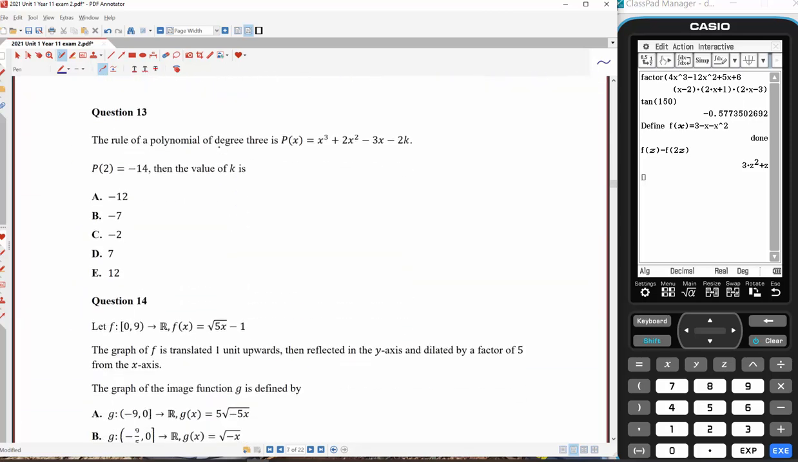The rule of a polynomial of degree 3 is this. P of 2 equals negative 14, then the value of k is. Right, the easiest way to do these problems is, let's go shift define.